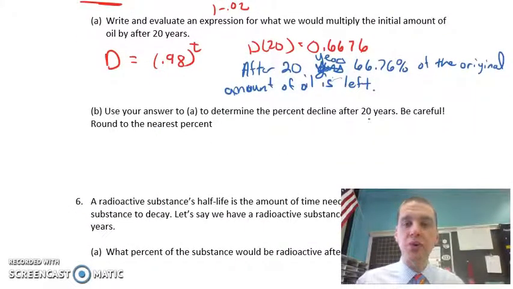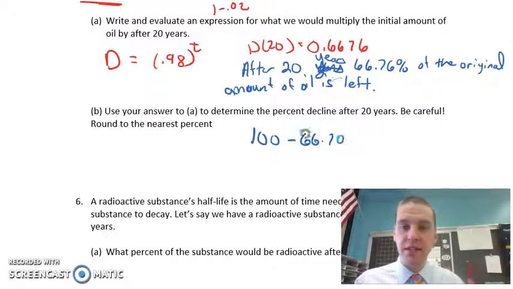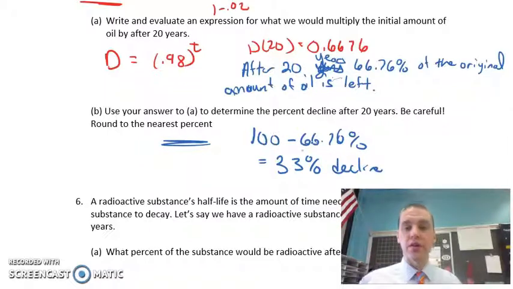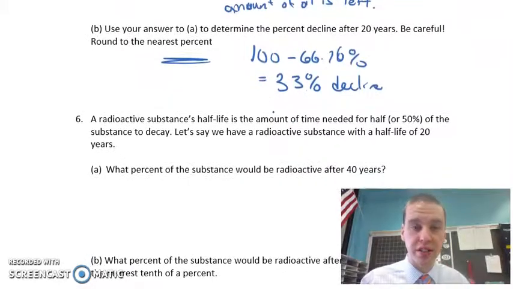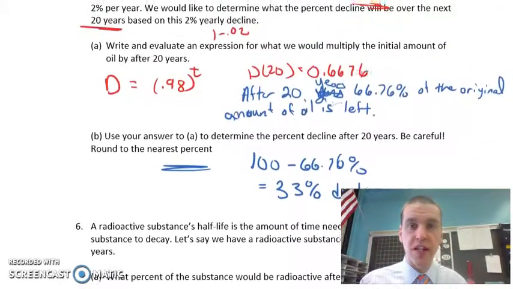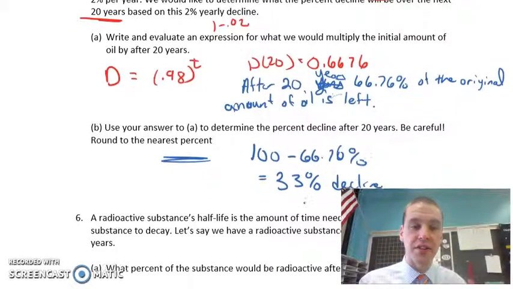So now we want to know the percent decline. Not how much is left, but the percent decline. And here's where you're going to go 100 minus 66.76%. And it says round to the nearest percent, and so when you do that in your calculator, you get 33% decline. Okay. That's how much declined over 20 years. So key there being that you have the how much of the percent is left, and you need to subtract from 100% to figure out the decline.